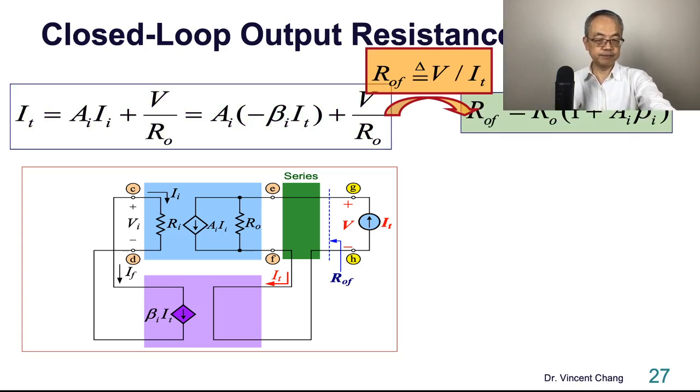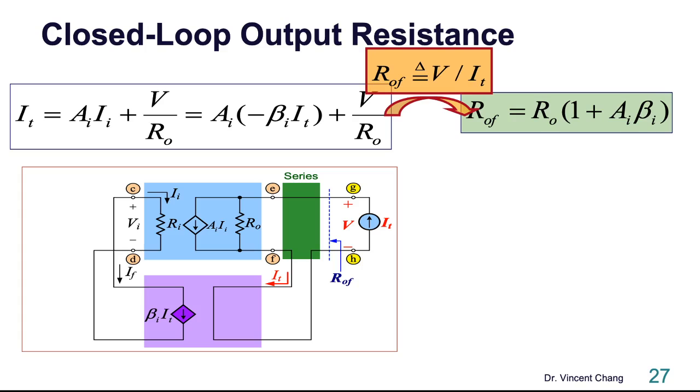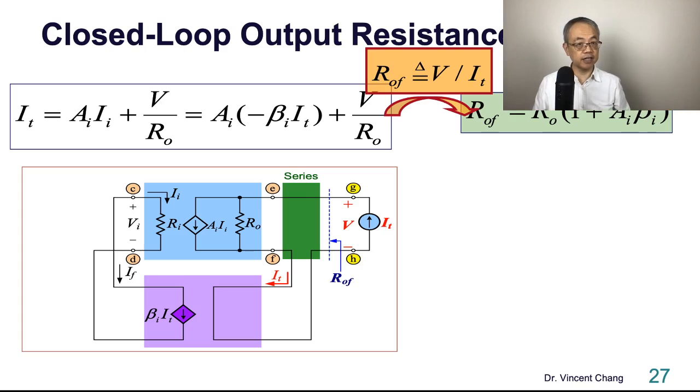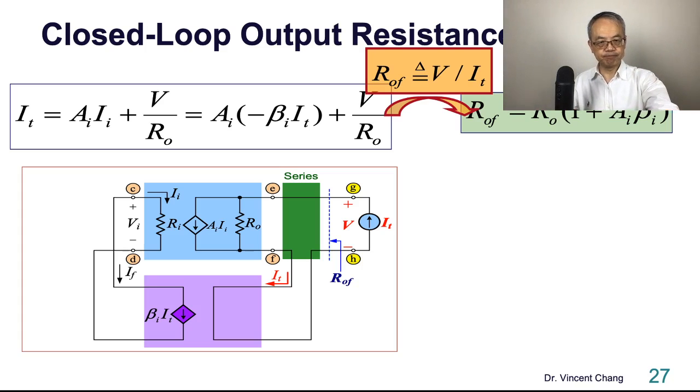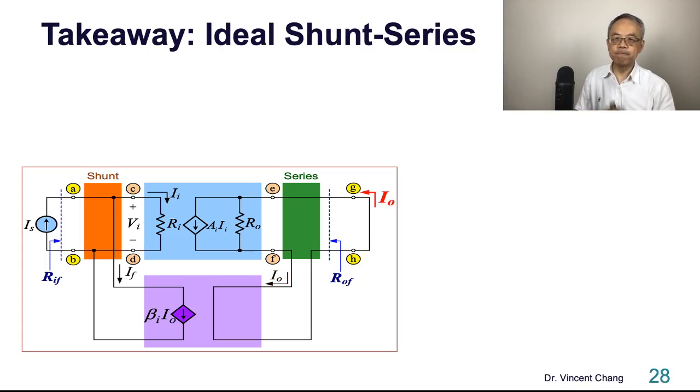The conclusion. If you do the series sampling, the output resistance is going to go up. It's going to increase by the amount of feedback, by the same factor, 1 plus A beta. So here's the takeaway.